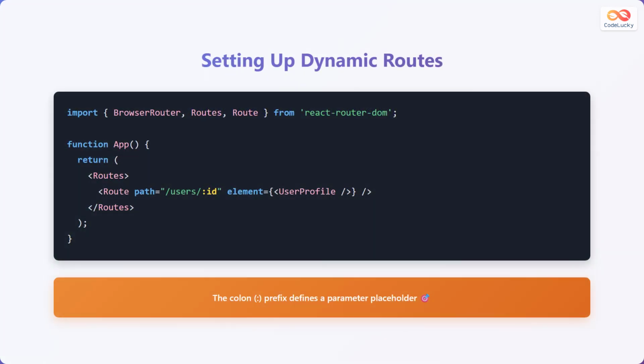To set up dynamic routes, first import BrowserRouter, Routes, and Route from react-router-dom. Within the App component, return a Routes component that renders a Route component. Set the path prop to /user/:id and set the element prop to a UserProfile component. The colon prefix defines a parameter placeholder.